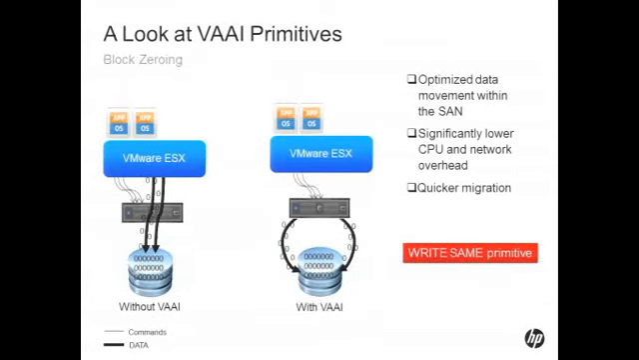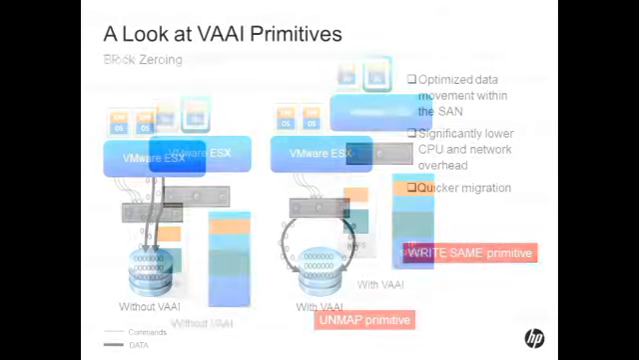Without VAAI, ESX would have to issue multiple write commands, repeating the write same command until you complete all the zeroing of the blocks. With VAAI, you don't have to issue multiple write commands anymore, just a single write same command to all these blocks. The storage array would do all the block zeroing. So much more efficient with VAAI.